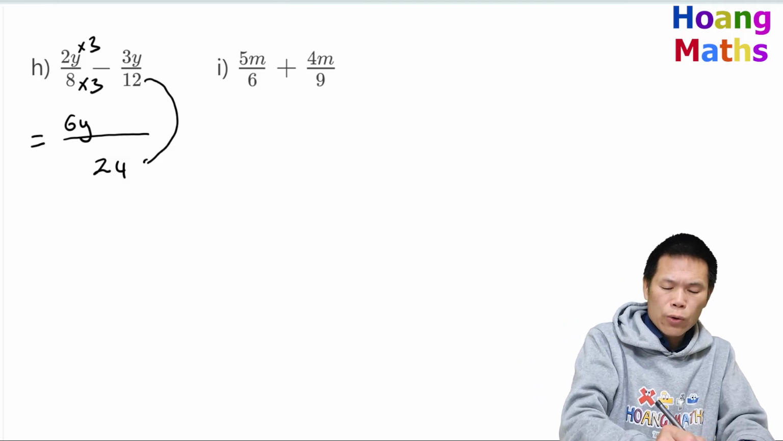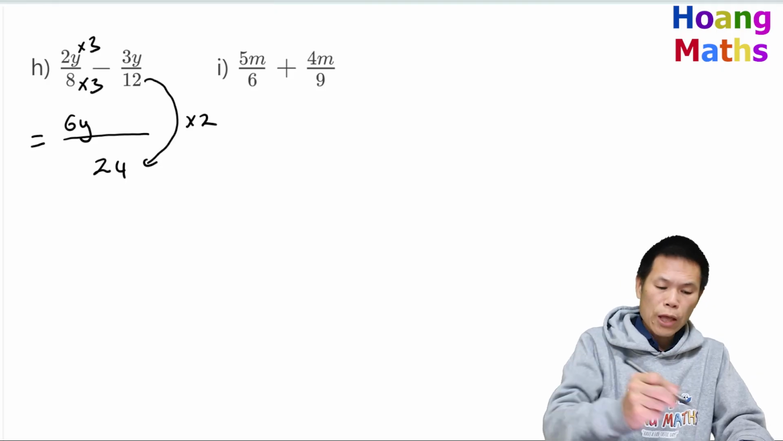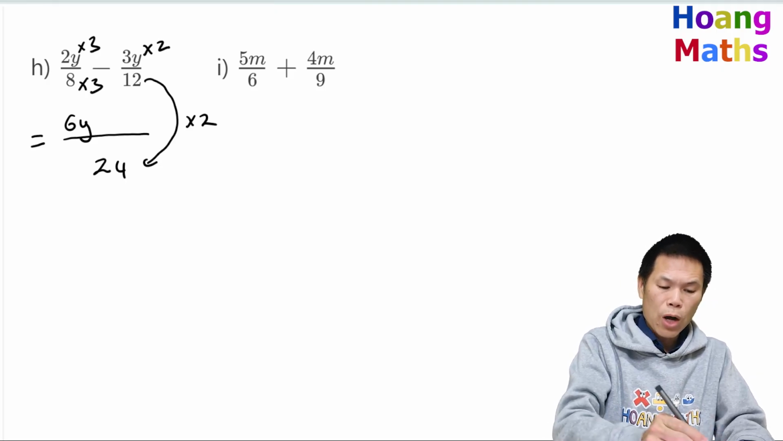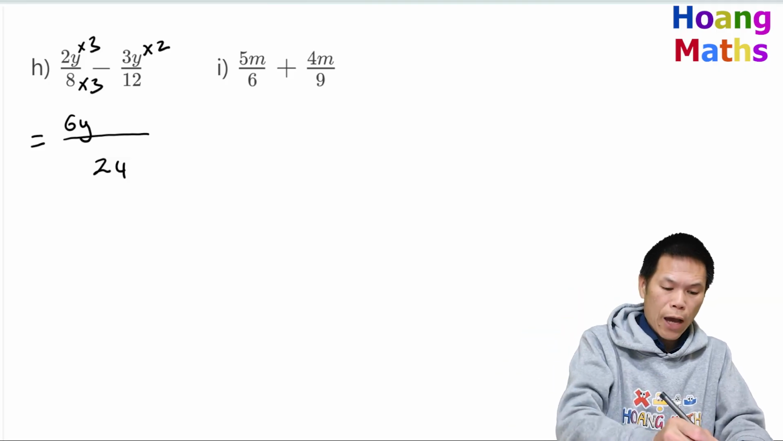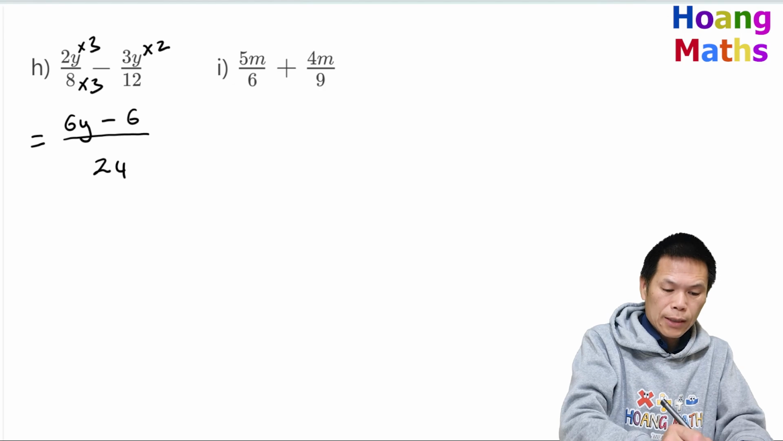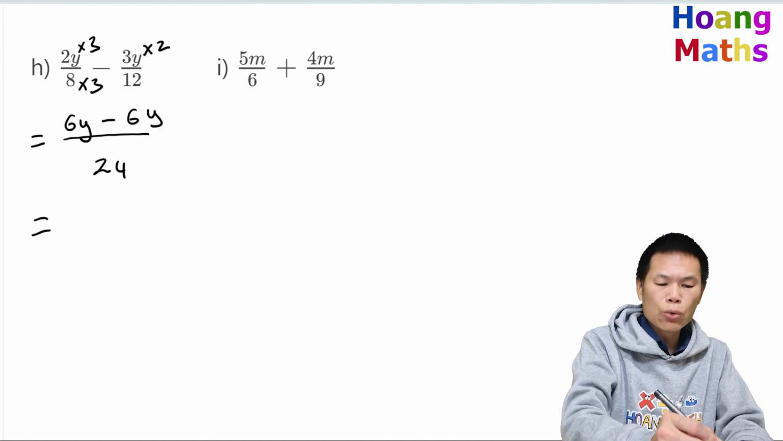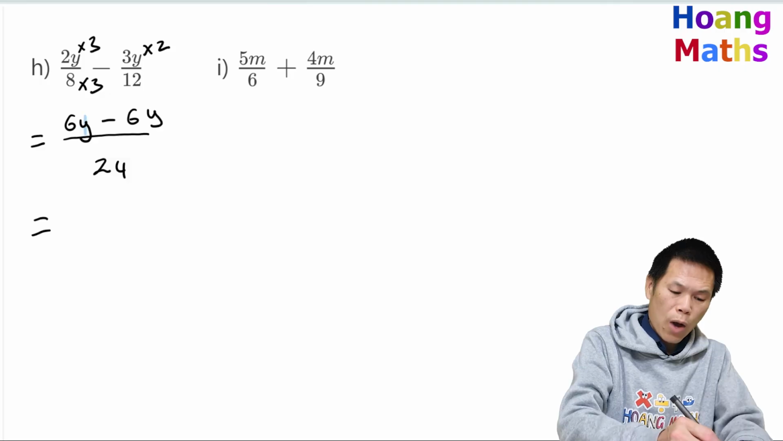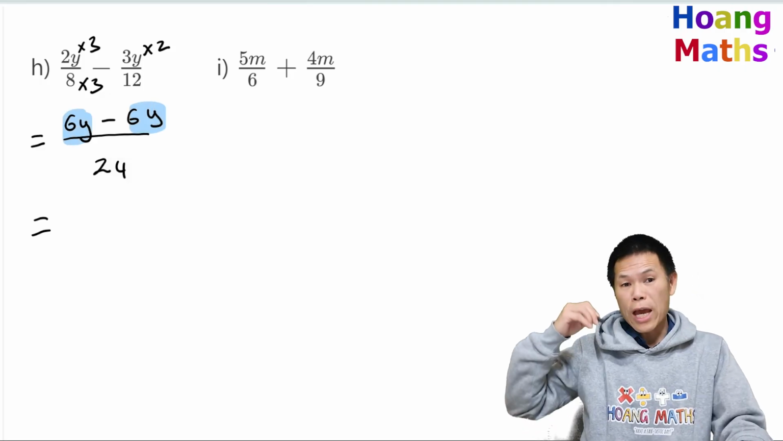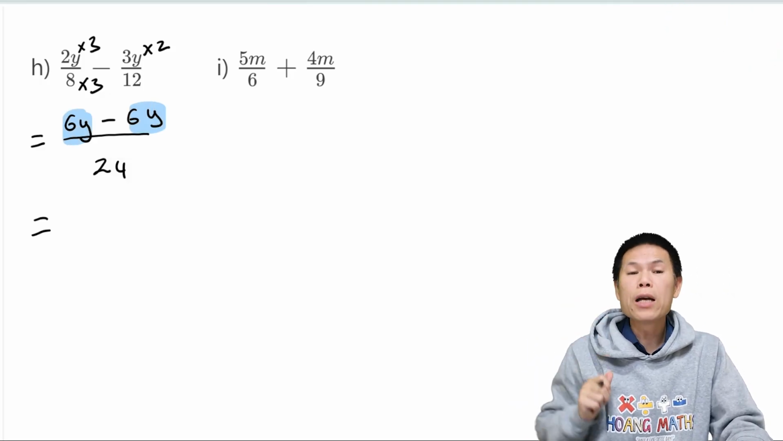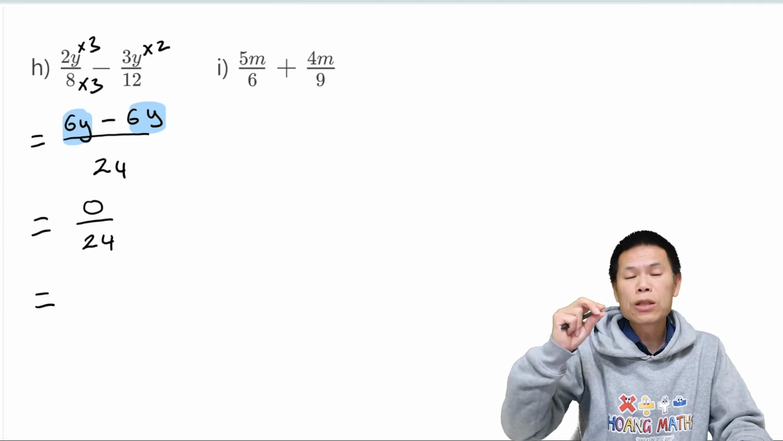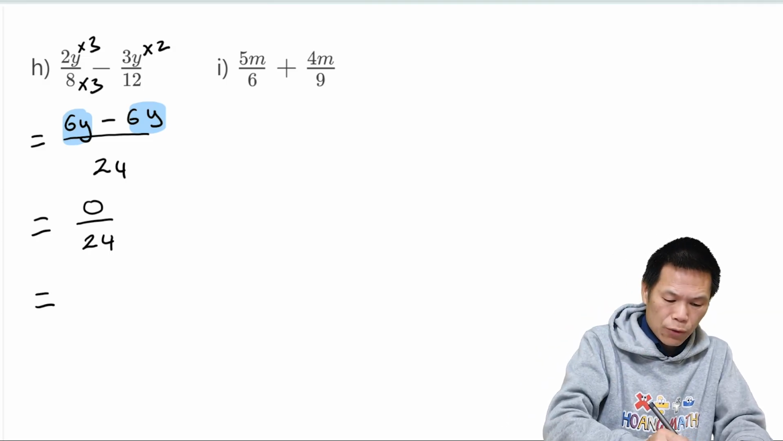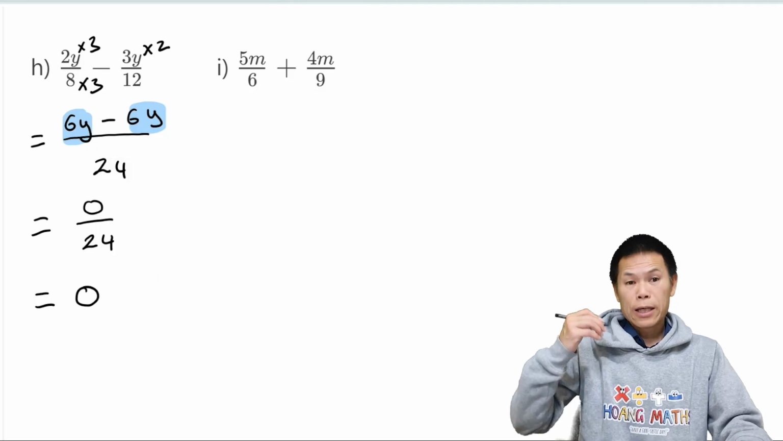And to get 12 to 24, we times 2. So therefore, the top, we times 2 as well. So 3 times 2 gives me 6. So 6y. So we minus 6y. That is equal to, we'll collect like terms now. We have 6y. We take away 6y. So the answer is 0. So 0 over 24. Let me write this down. 0 over 24. But then 0 divided by 24 is 0. So the answer is 0.